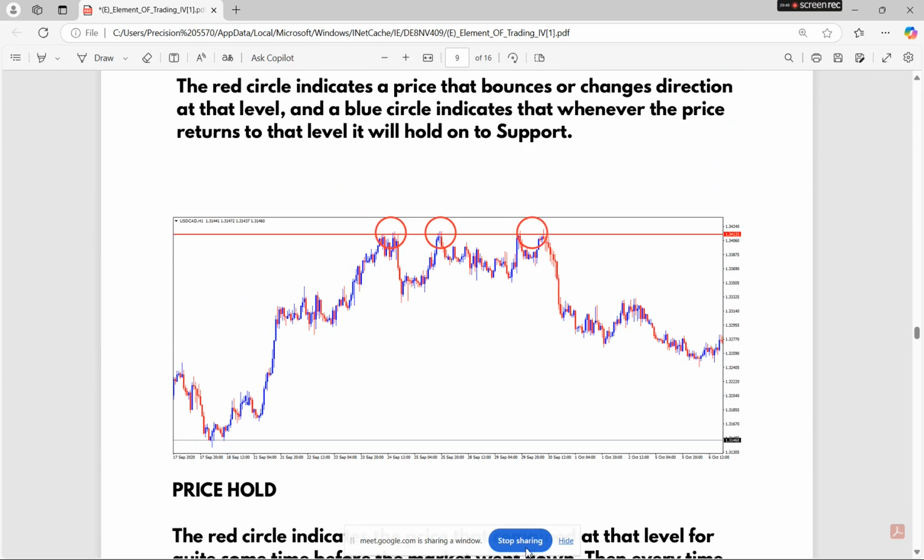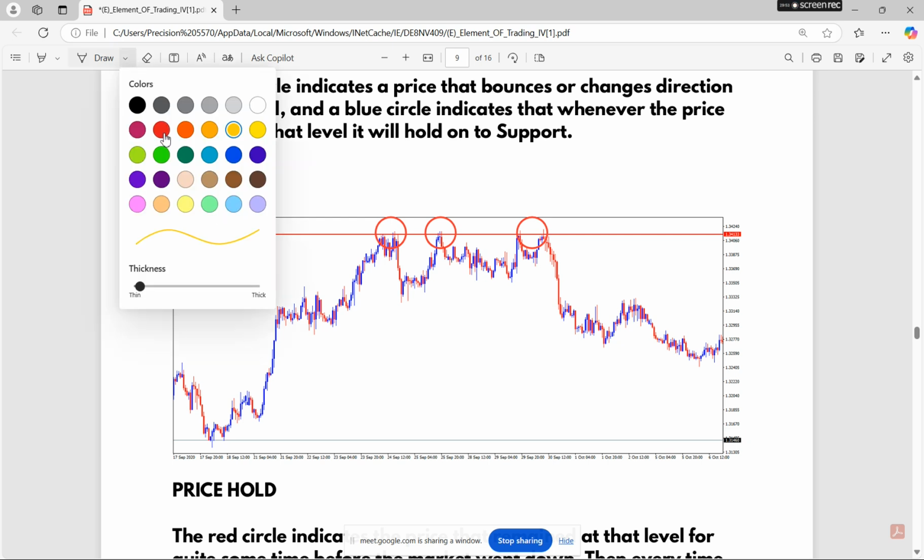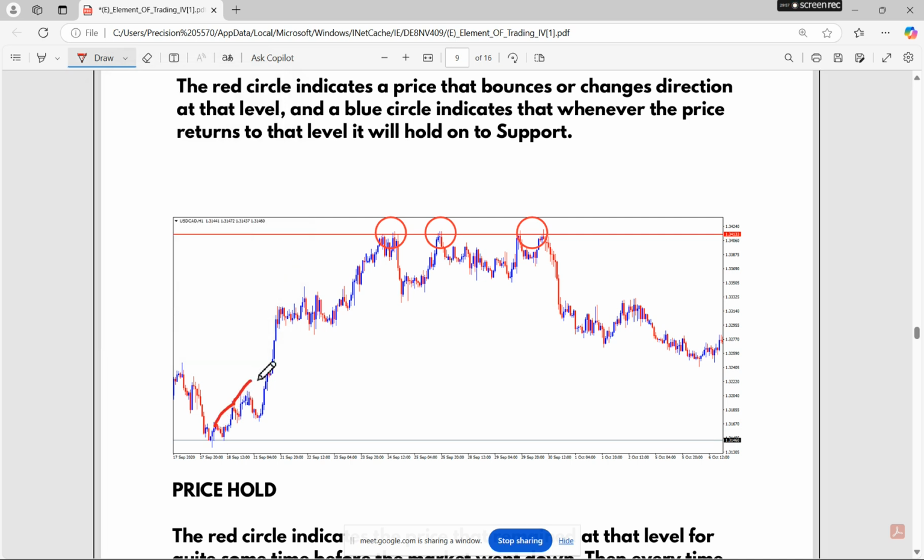Same thing to resistance. Here, this market came from down and it bought. Desmond, which trend was this? This was a bullish trend. Oh, very good.